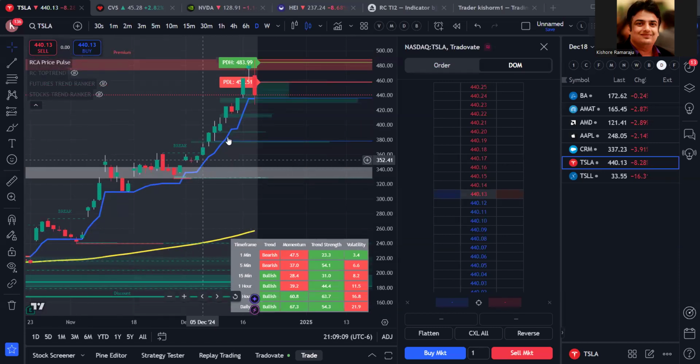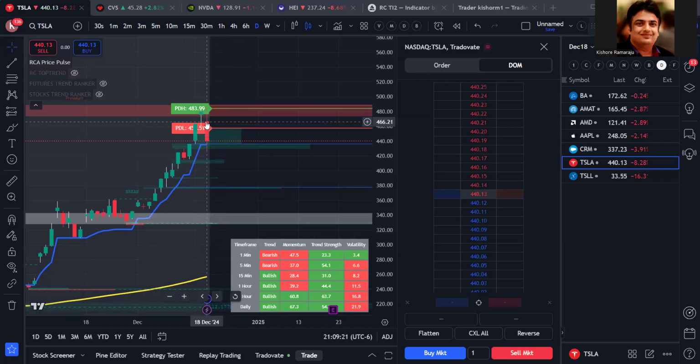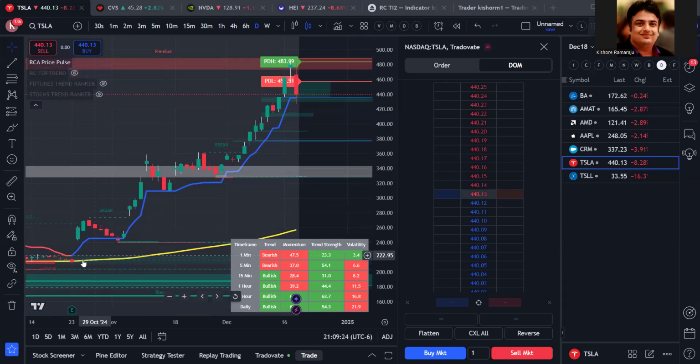So Tesla is still bullish in daily, right? Price will never keep going up. It will go up, come down, go up, come down, go up, come down. Today we had a small drop. Again tomorrow, it will go up. So your price pulse is still blue. That means overall Tesla is still bullish. You only got a pullback.